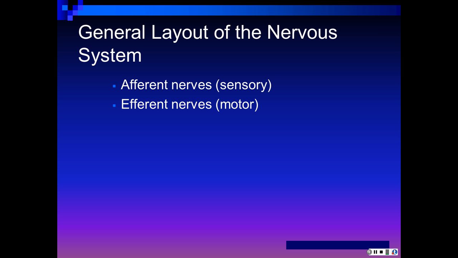Efferent nerves are motor nerves that carry information away from the central nervous system and cause muscles to move in some way or another, or they may carry information that would stimulate a gland as well.